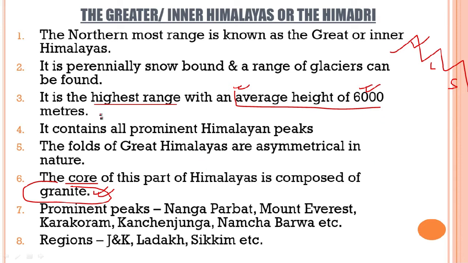So here we come down to learning about the prominent peaks of the greater Himalayas. We have already studied about them, and this is the important point which is related to the map work. Okay, so we have seen Nanga Parbat, Mount Everest, Karakoram, Kanchenjunga, Namcha Barwa, etc. And when we come to learning about their regions, they are spread across Jammu and Kashmir, Ladakh, Sikkim, etc.